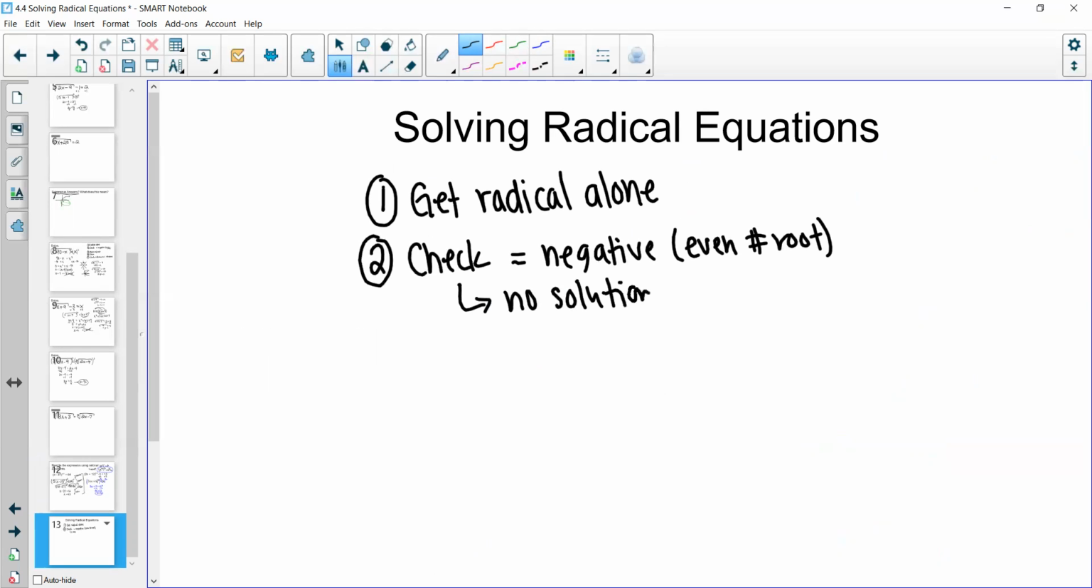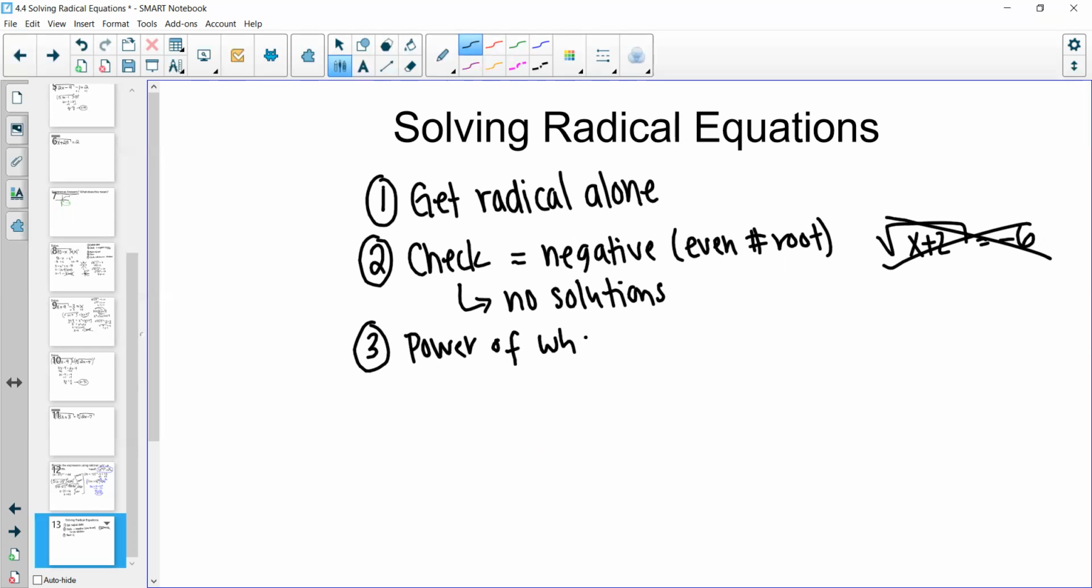So for example, that would be something like the square root of x + 2 equals -6, right? There's no number we can put into there to make a square root equal to a negative. So this has no possible solutions. Now, once we've checked to make sure that there are actually solutions, the third thing we're going to do is put it to the power of whatever our root is. So if we have a square root like this, we would put it to the power of 2. If we have a cubed root, we'd put it to the power of 3, a fourth root to the power of 4, et cetera.